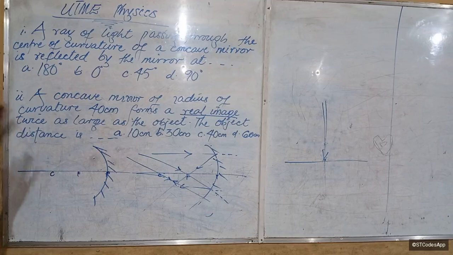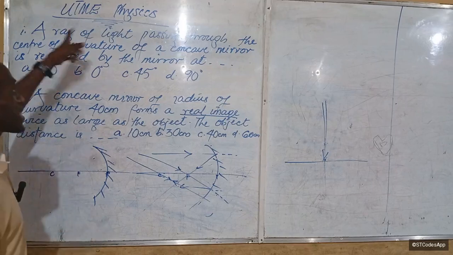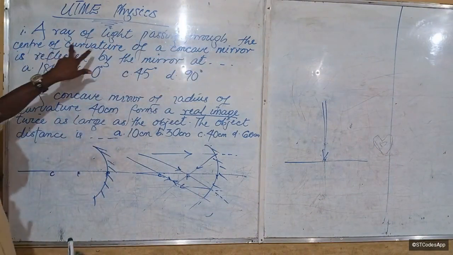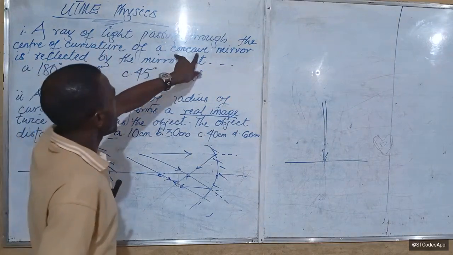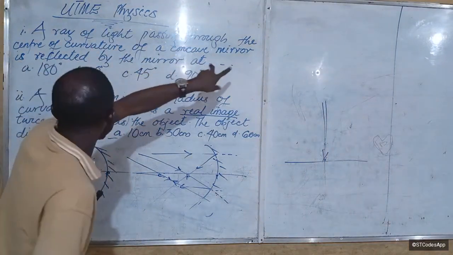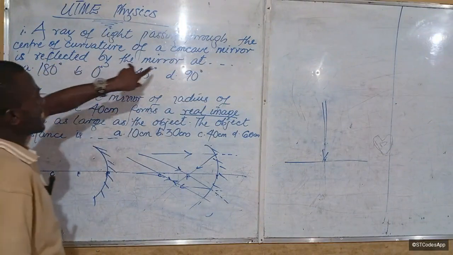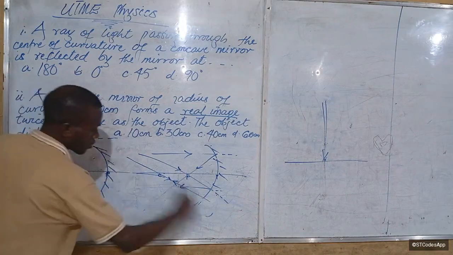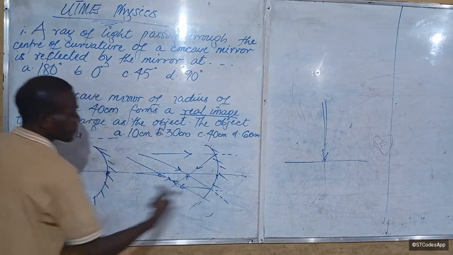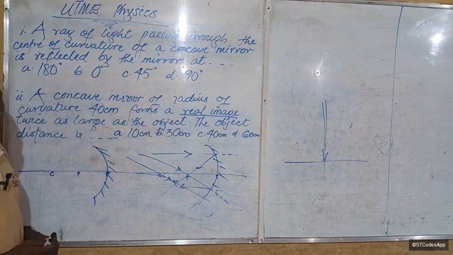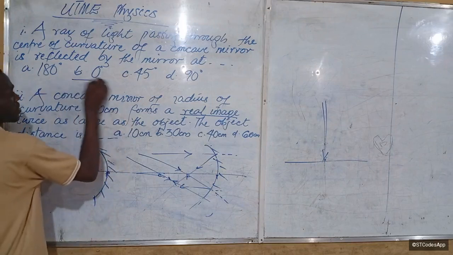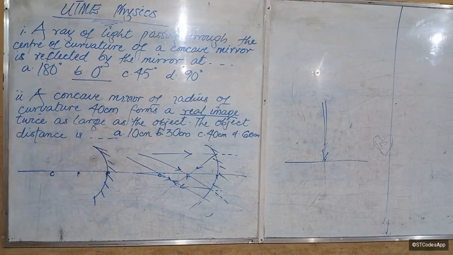Good. So having understood that, let's answer the first question. The first question says that a ray of light passing through the center of curvature of a concave mirror is reflected by the mirror at what angle? It comes through this angle. At what angle will it be reflected back? Will it be reflected at any angle? That is on angle what? 0 degrees. Does that make sense to you? 0 degrees. Right.